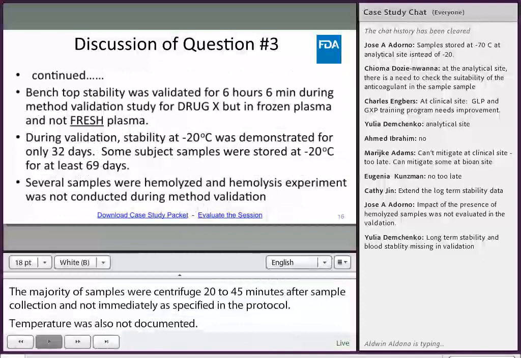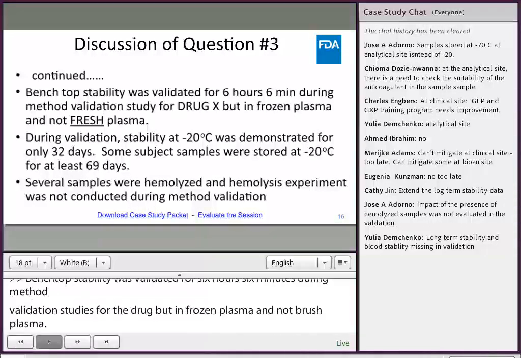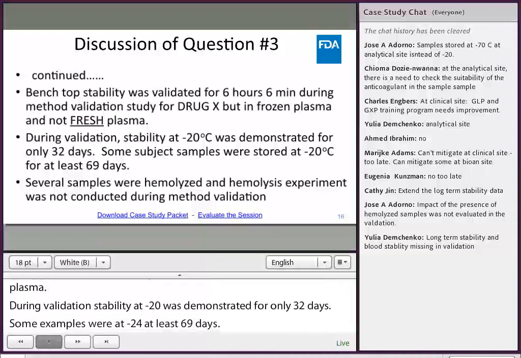Benchtop stability was validated for 6 hours 6 minutes during method validation study for the drug, but in frozen plasma and not fresh plasma. Also during validation, stability at -20 was demonstrated for only 32 days. Some subject samples were stored at -20 for at least 69 days. Additional thing to note was several samples were hemolyzed and the hemolysis experiment was not conducted during method validation.